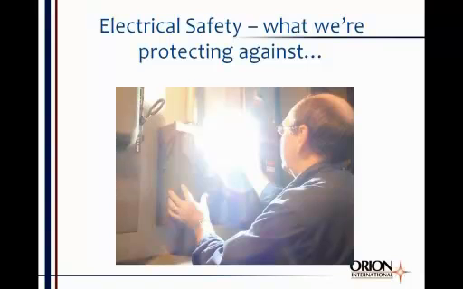Here's what we're talking about. This is an arc flash occurring. With no more PPE than this guy has on, he could get badly burned from that arc flash.